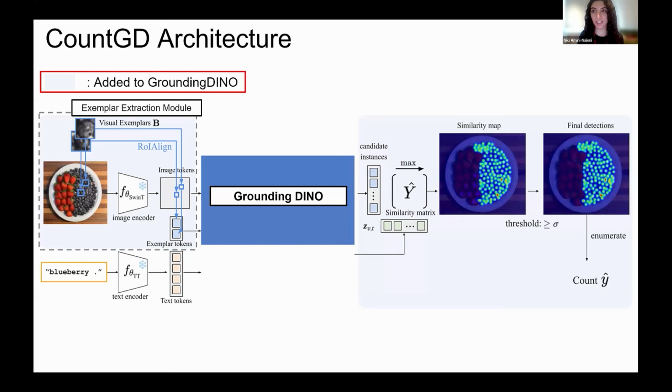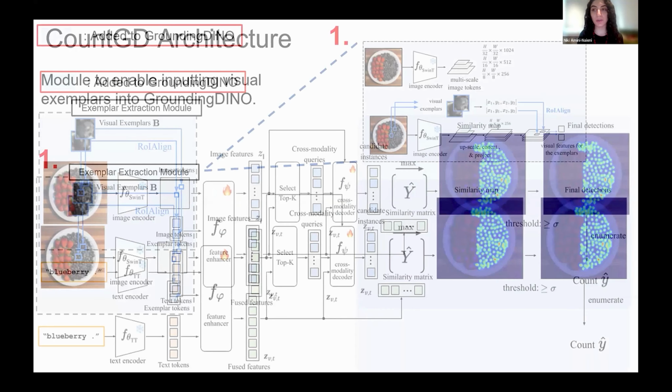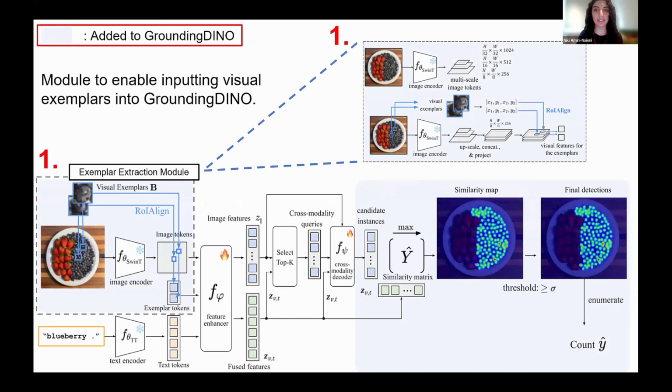So this is the architecture. It's built on top of Grounding DINO. Everything we've added is in the very light blue. So the first part that we've added is this exemplar extraction module. So Grounding DINO normally just takes an image and a text describing the object that you want to detect. But for CountGD, we added this capability to specify the object to count with visual examples, and this is how we did this. So this exemplar extraction module is zoomed out over here.